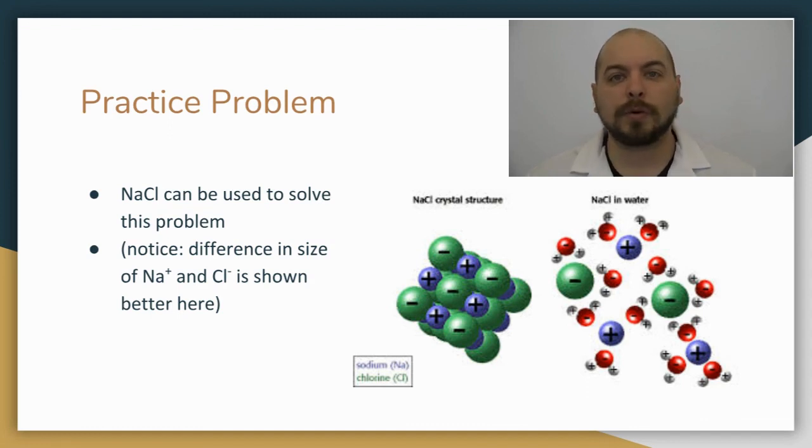The next thing to be aware of is the fact that you'll need to be able to draw these particle diagrams. So we represented particle diagrams throughout the entire video. Make sure you know how to draw those. You're going to be asked to do that repeatedly throughout this unit and over the course of the year.